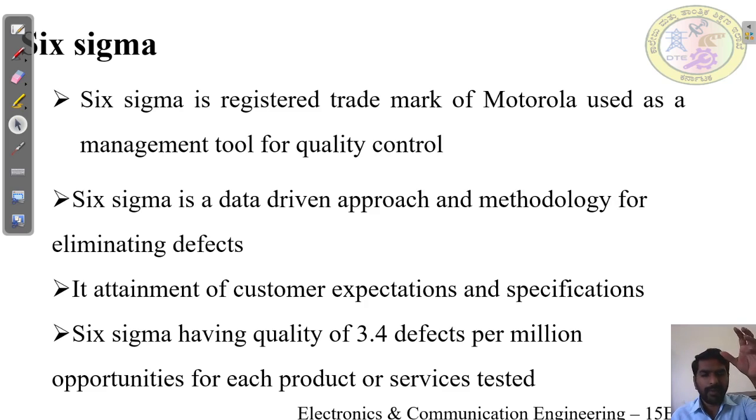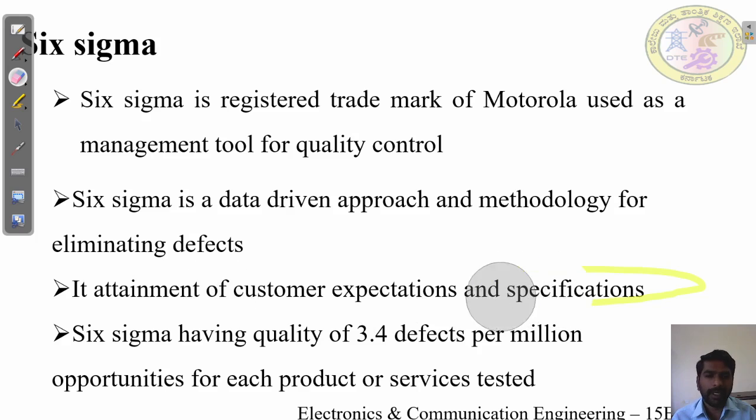They will have a list of the process, and they will take a lot of the data, compute the mean, and take the six standard deviations between the mean and the specification limit of the process. That's why they call it Six Sigma. The main aim of Six Sigma is to eliminate defects and attain the customer expectation and specification.